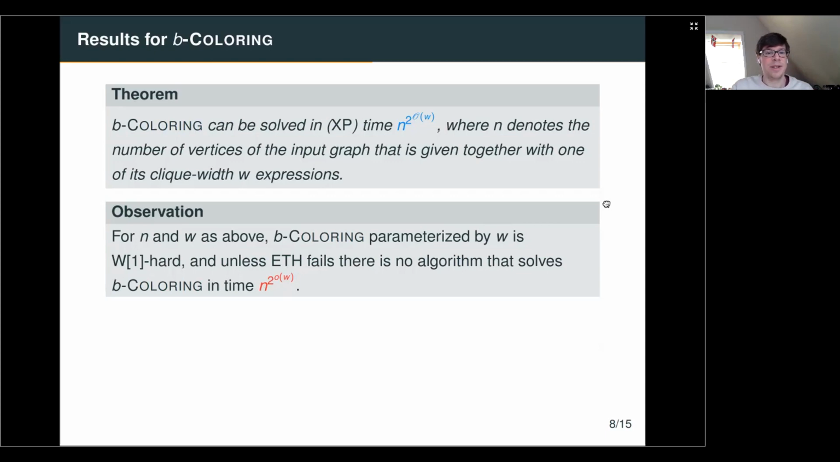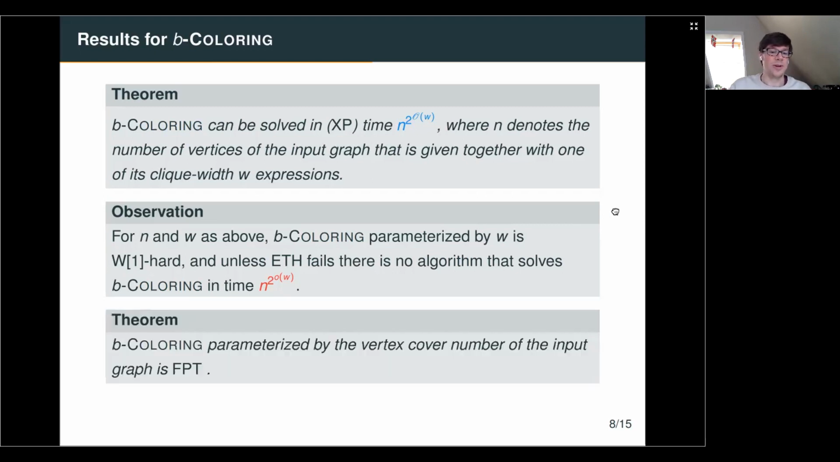All right, another aspect of this work is that it was the first work that considered B-coloring from the point of view of structural parameterizations. So yeah, we also looked at the parameterization by the vertex cover number of the input graph, and we showed that it's FPT in this case.